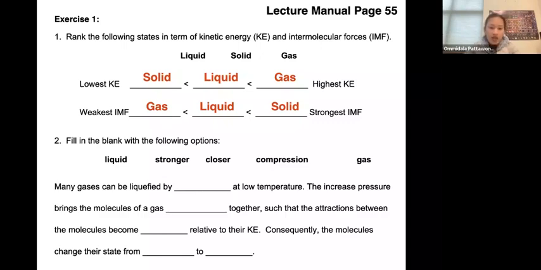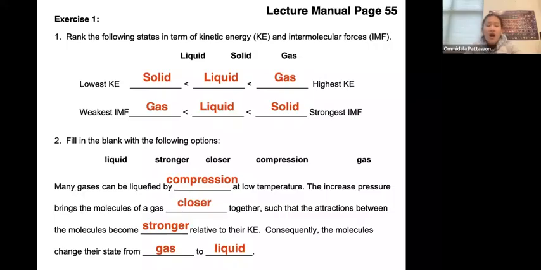This one looks at the state change. Many gases can be liquefied by compression at low temperature. So at low temperature, gases can change state from gas to liquid. The increased pressure brings the molecules of a gas closer together. As the pressure increases, molecules get closer together, such that the attraction between the molecules becomes stronger. Because they are closer, they can interact with each other more strongly relative to their kinetic energy. Consequently, the molecules change their state from gas to liquid.